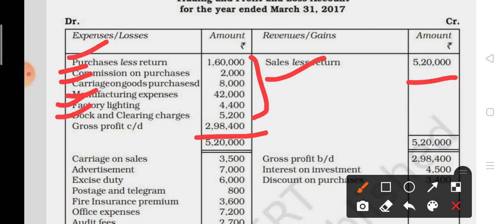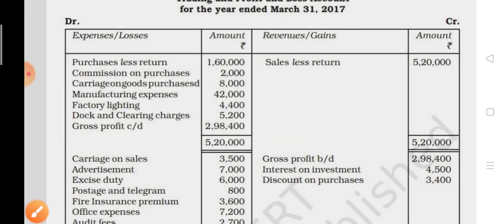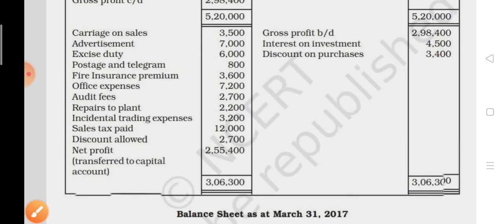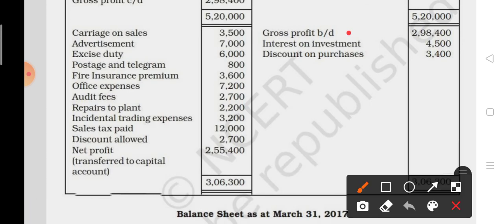And after that this profit you have to transfer to the credit side of the P&L account. You have to prepare the P&L account. Now gross profit you have to transfer. After that, the other expenses which are left you have to write down in the P&L account, and the income which is left you have to write down on the credit side of the P&L account.